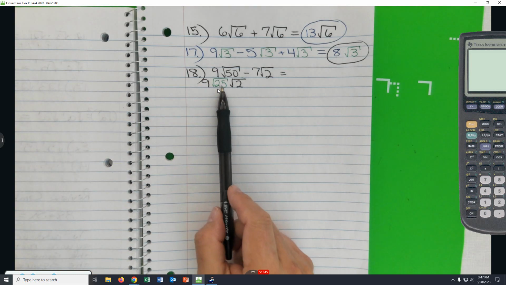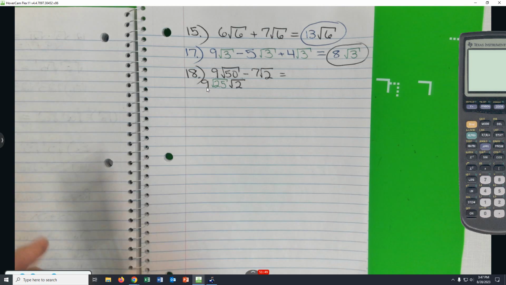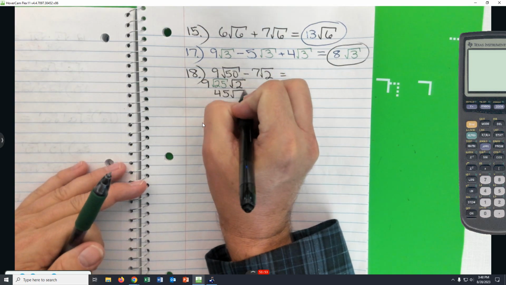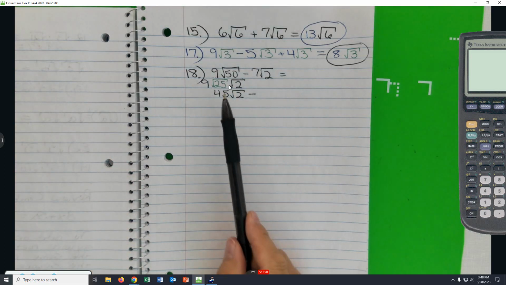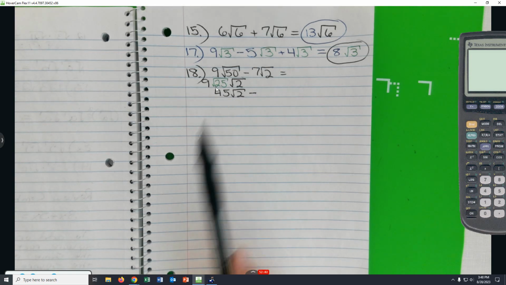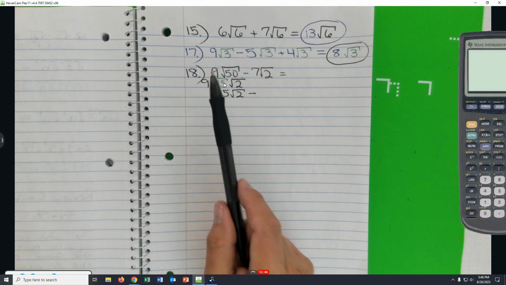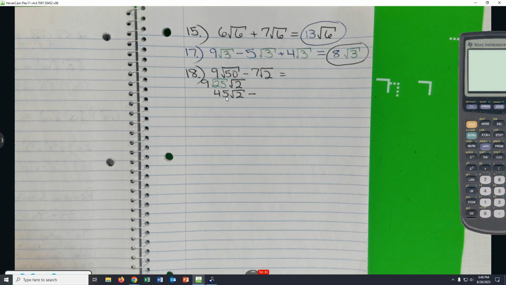What's the square root of 25? 5. 5 times 9 gives me 45 square root of 2. So did y'all see how we got the 45? That green square root of 2 became the green square root of 25, which became a green 5 in my mind, times the 9. That's where we're getting the 45.